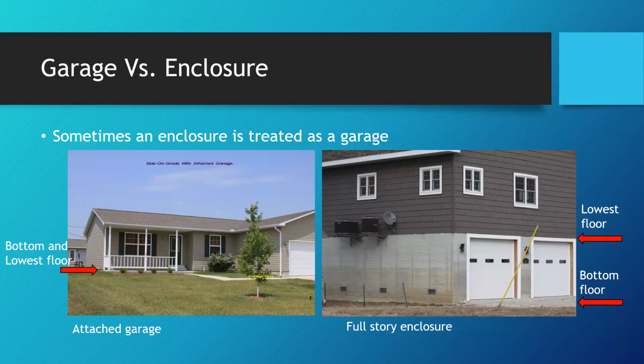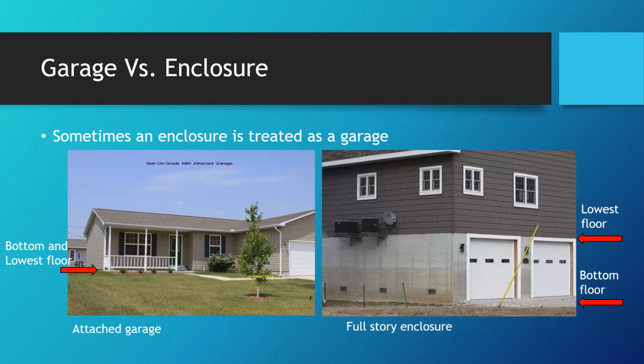And then adjacent to that is the attached garage. You can see that garage, it's attached to the house, but it's not an enclosure. It's just an area for storage and parking. It's not used to elevate the structure. Enclosures elevate structures. So on the right, you have a full story enclosure. Yes, it's the garage. It has the garage doors on it, but that is the bottom floor.